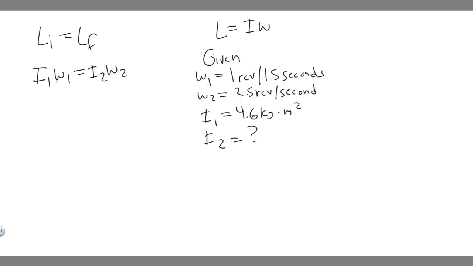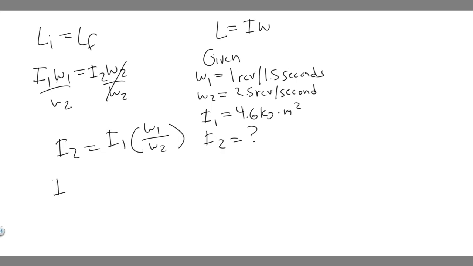So what we can do is just go ahead and solve, right? Because we have all these, and we can just solve for I sub 2. So if we divide both sides by omega 2, we can solve for I sub 2, right? So I sub 2 is going to be equal to I sub 1, multiplied by omega 1 divided by omega 2. So all we got to do is just plug in our variables, and we can solve. So I sub 1 is 4.6 multiplied by omega sub 1, which is 1 divided by 1.5, and then divide that by 2.5, because omega 2 is 2.5.